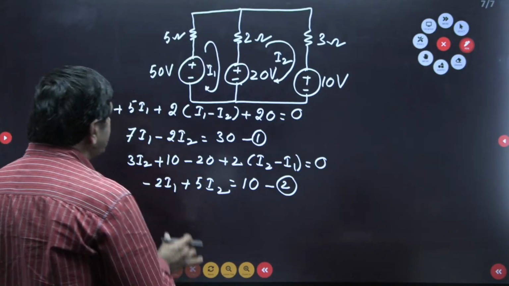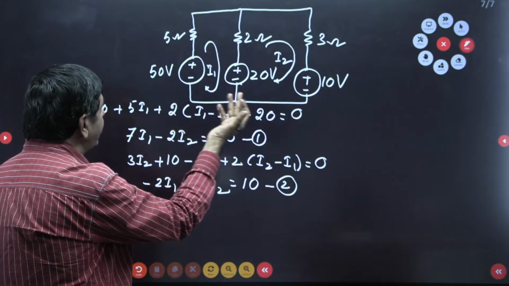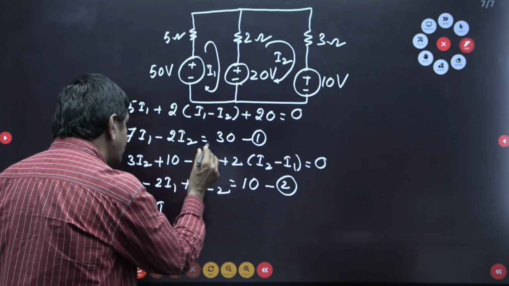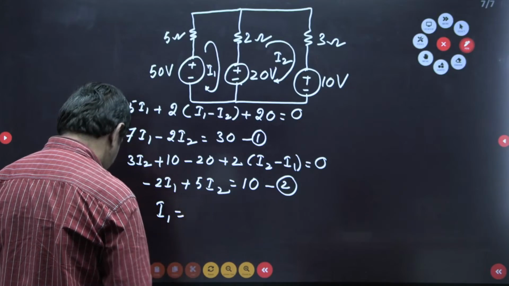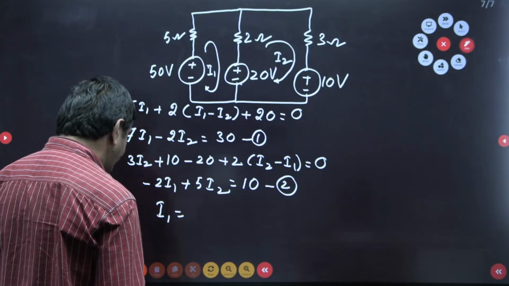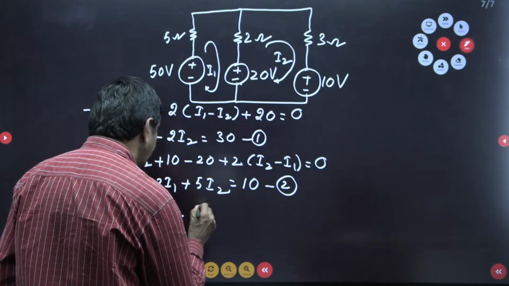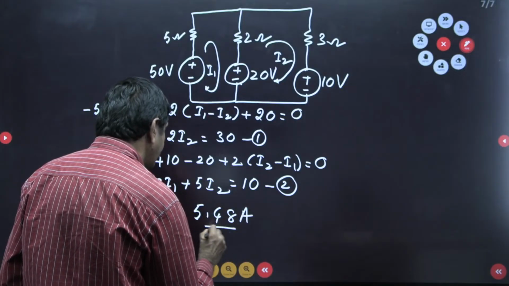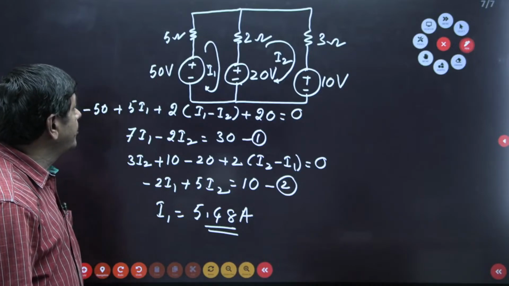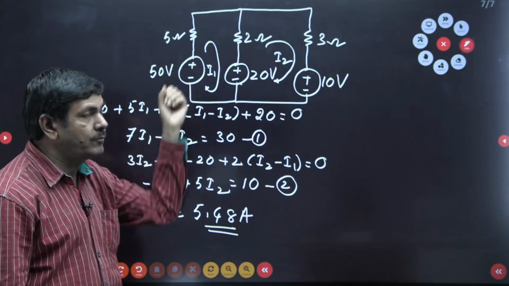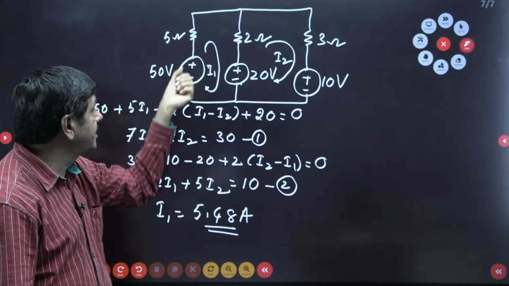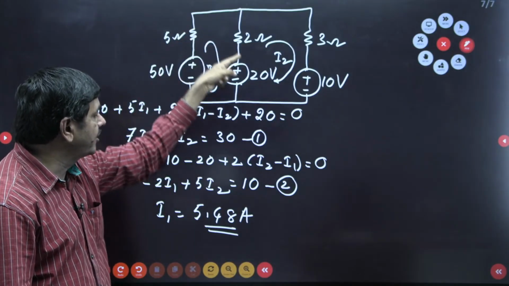Whenever you are solving these equations, you will get I1 and I2. I will give the value directly. Whenever you solve I1 and I2, I1 comes as 5.48 amperes, mostly positive. But the problem is asking to find the current passing through the 50 volts. What does this 50 volt source mean? The same I1 only is going to pass.